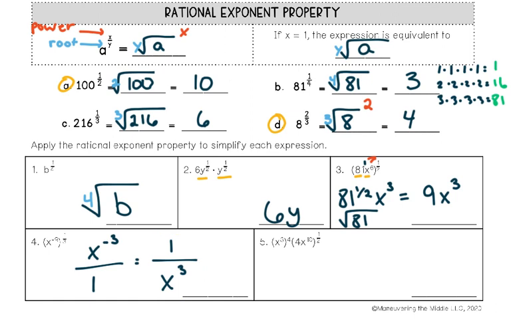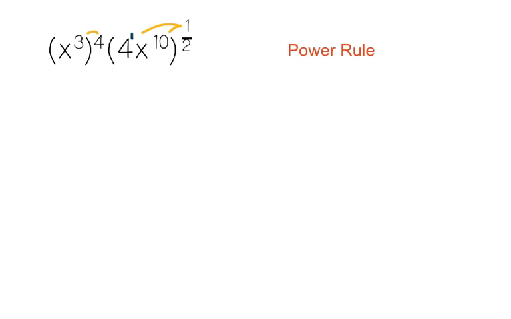Go ahead and try it now. For step 1, I'm going to go ahead and use the power rule. Since we have a power to a power, I'm going to multiply the exponents. X to the power of 12 times 4 to the power of 1/2 times x to the power of 5.